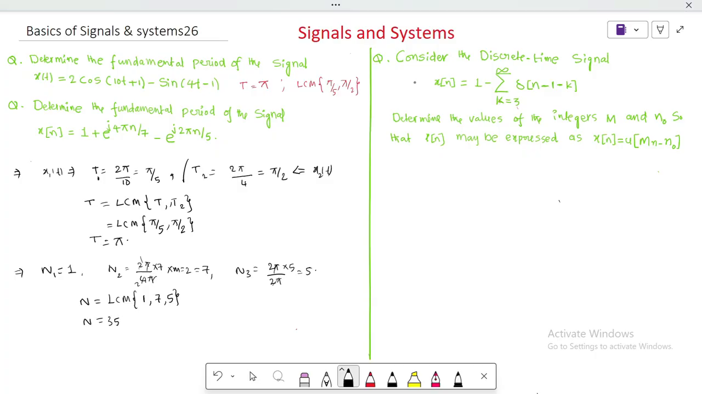Next problem, consider the discrete time signal x of n equal to 1 minus sigma k equal to 3 to infinity of delta of n minus 1 minus k, is it? Determine the values of the integers M and n naught so that x of n may be expressed as x of n equal to u of M n minus n naught. So this is x of n. In the first case it is denoted in terms of the impulse. In the second case it is denoted in terms of the unit step. So we need to convert the impulse to the unit step.